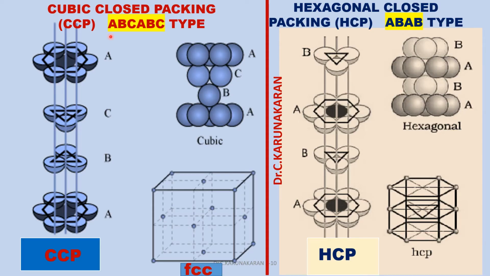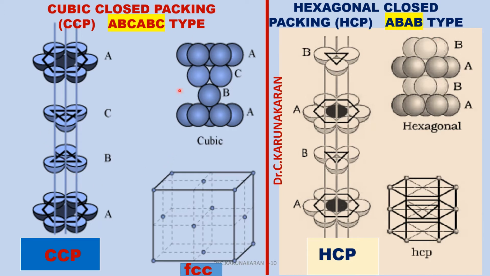There are two types of closed packed crystal structure. One, cubic closed packed crystal structure. Another is hexagonal closed packed crystal structure. In the case of cubic closed packing, it is the same as the face-centered cubic unit cell. It is of ABC, ABC, ABC type, whereas hexagonal closed packed structure is AB, AB, AB type.